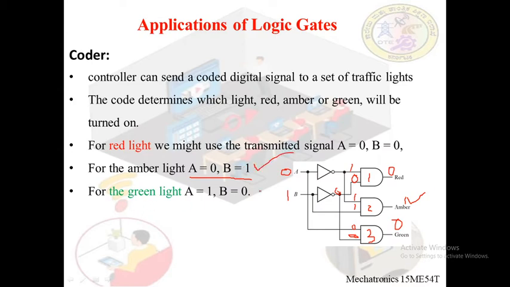So for green light, the combination is A 1 and B 0. Similarly, you can verify what happens when A is 1 and B is 0. So we get the green light to glow. So this is the fundamental concept behind the traffic light signal and how the coder circuit works in order to get the 3 lights to glow with only 2 possible inputs.